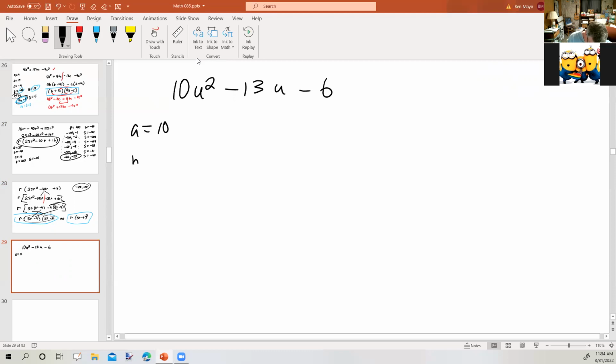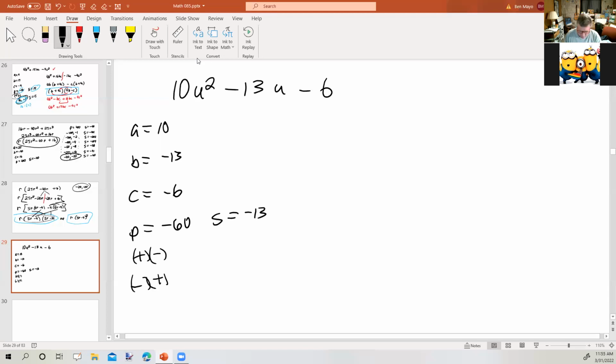A is 10, B is negative 13, and C is negative 6. The product is negative 60, and the sum is negative 13. Okay, we've got a negative product, which means we've got to have a positive and a negative, or a negative and a positive, all right? The sum is negative, so that means that the negative number has a bigger absolute value, okay? So we're talking a big negative and a little positive, all right? So because of that, I think I'd start with negative.